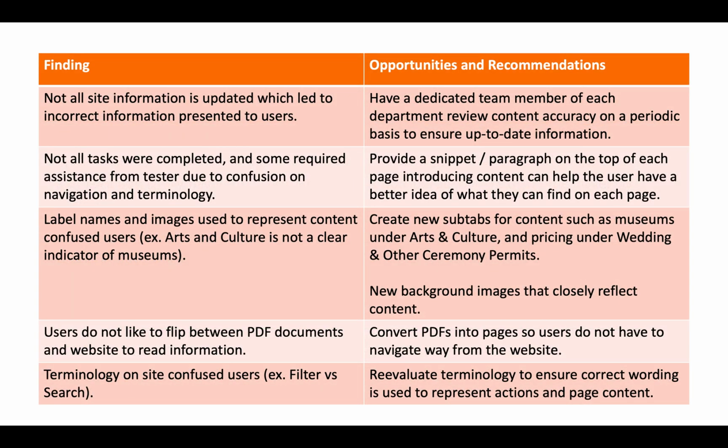So lastly, after doing testing, the following findings were obtained, and the opportunities and recommendations were also brought up based on the findings. Out of these 5 findings, the first one is that not all site information is updated, which leads to incorrect information presented to users. To alleviate this, I believe that having a dedicated team member for each department to review content accuracy on a periodic basis will help ensure that the data is up to date.